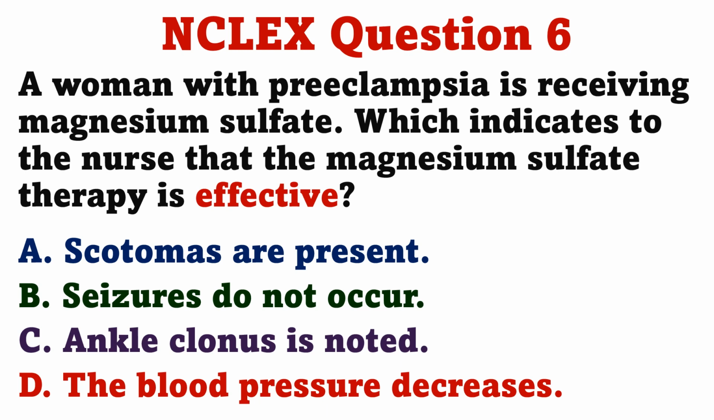Question 6. A woman with preeclampsia is receiving magnesium sulfate, which indicates to the nurse that the magnesium sulfate therapy is effective. A. Scotomas are present. B. Seizures do not occur. C. Ankle clonus is noted. D. The blood pressure decreases.